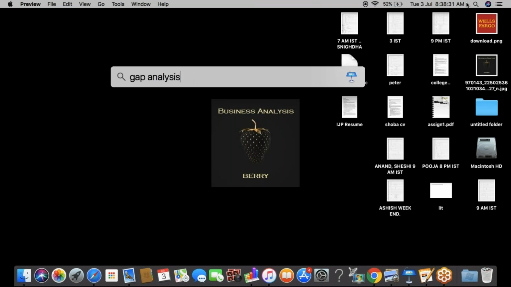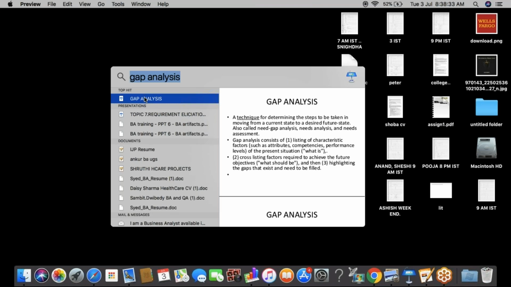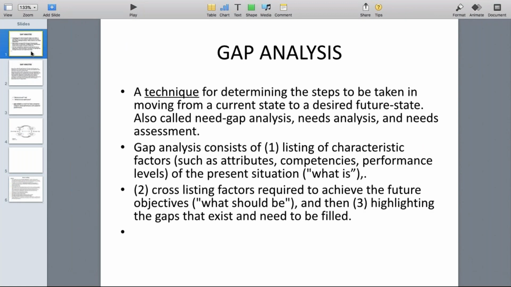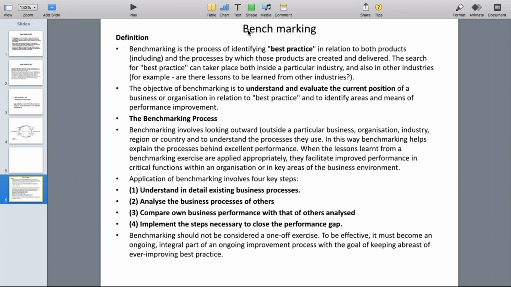Next we'll see gap analysis. But before going into gap analysis, let's look at the benchmarking process. What is the benchmarking process? What do you know about this? What is the meaning of benchmarking? First time I'm hearing this. So benchmarking means standard.